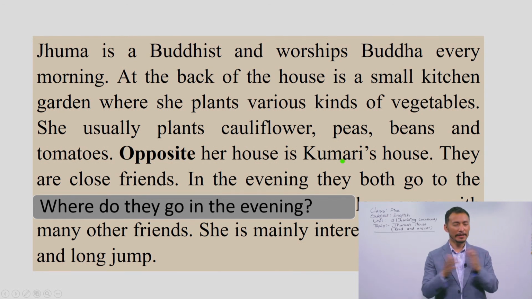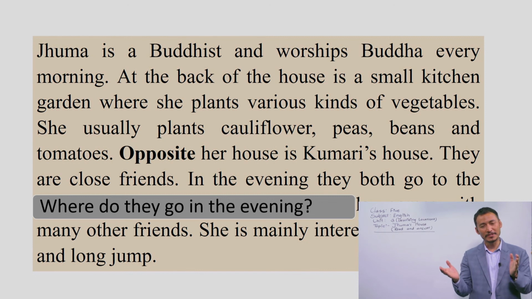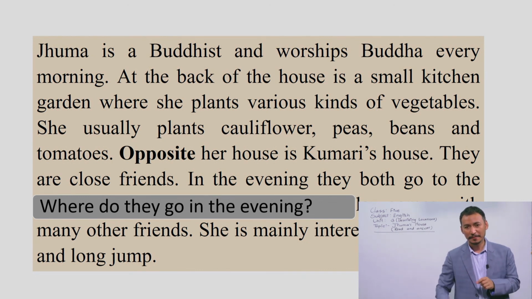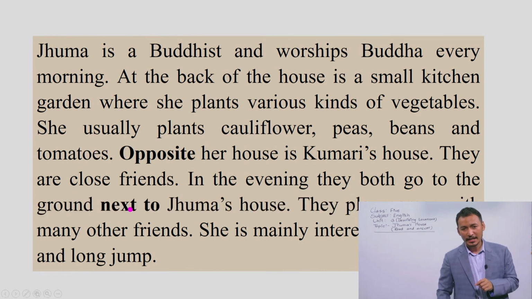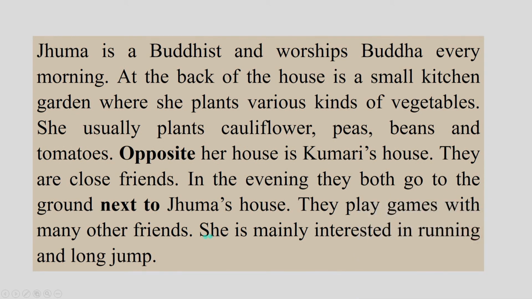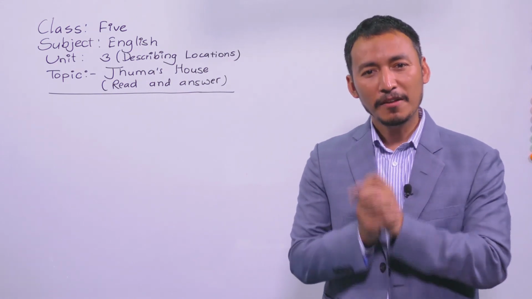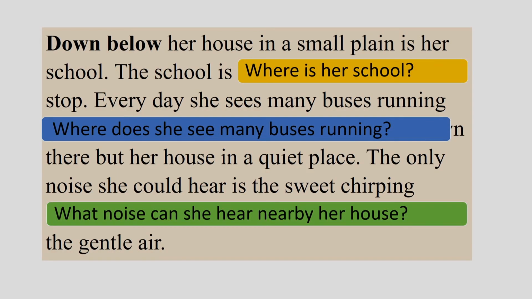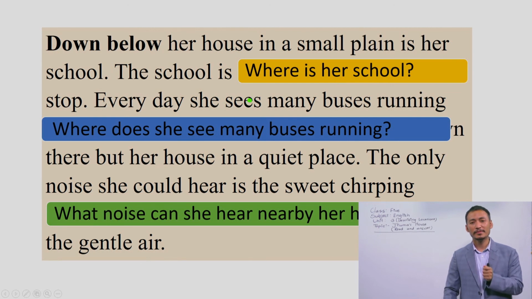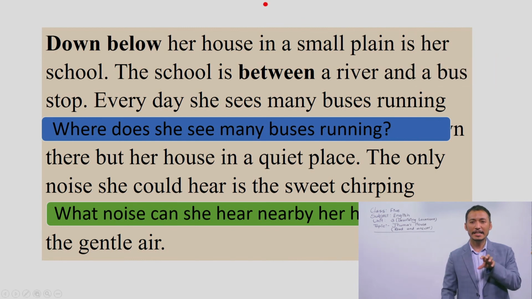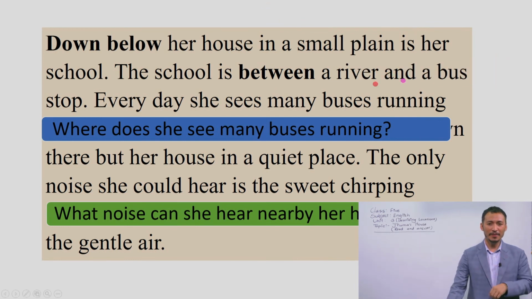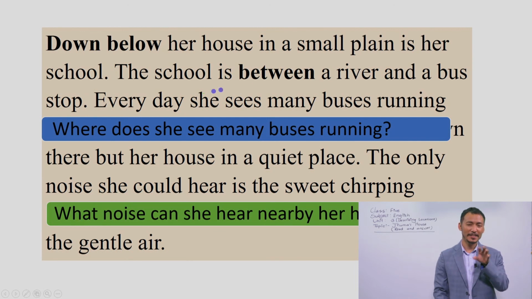Where do they go in the evening? They play games. And where do they play games? On the ground, next to Zuma's house. So in the evening, where do they go? To the ground, next to Zuma's house. Okay, the last part of the story. Down below her house, in a small plain, what is there? Where is her school? Between which things? Let's see. Okay, yes, a river and a bus stop, right? Yes.